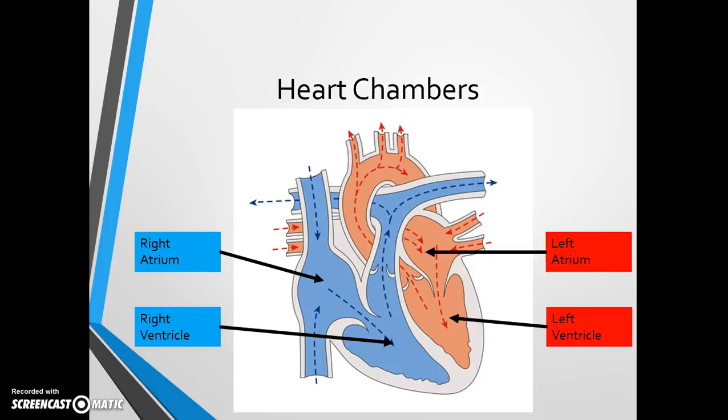The role of the left atrium is it'll collect the blood from the lungs, the oxygenated blood, and it'll contract and send the blood down into the left ventricle. The role of the left ventricle is to contract and send that blood all around the body.